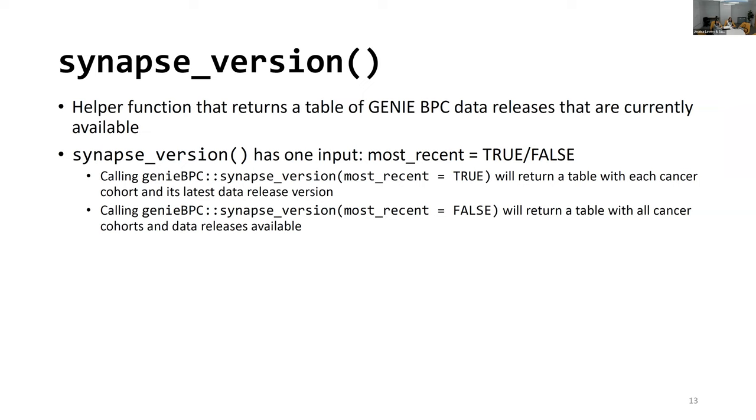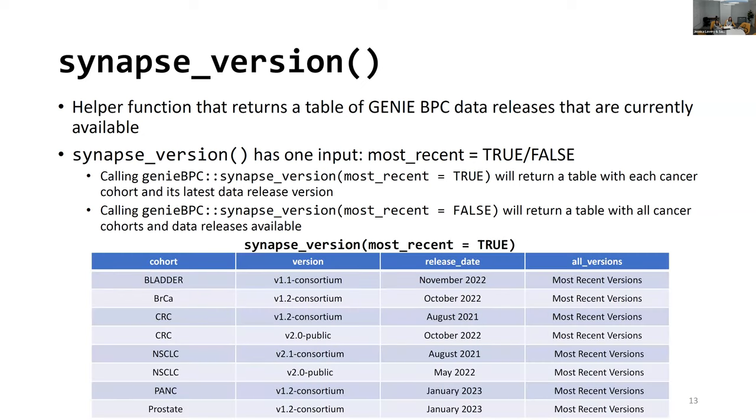We also have this Synapse version helper function that returns a table of the genieBPC data releases that are currently available. This function has one input, most recent, which is a true or false input. Calling most recent equals true will return a table with each cancer cohort that's been released and its latest data release version. And calling most recent equals false will return all data releases available. So if we call most recent equals true, this is the table that's returned. And we can keep this in mind moving into the pull data synapse function.